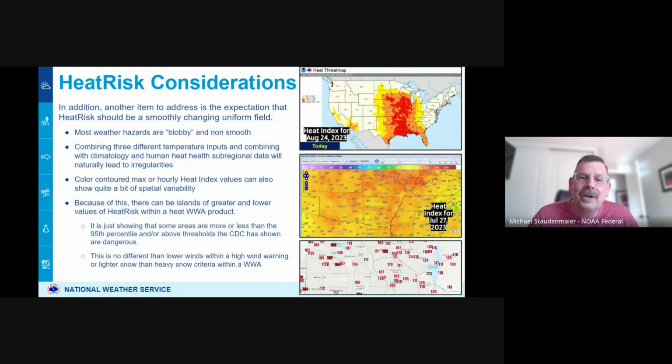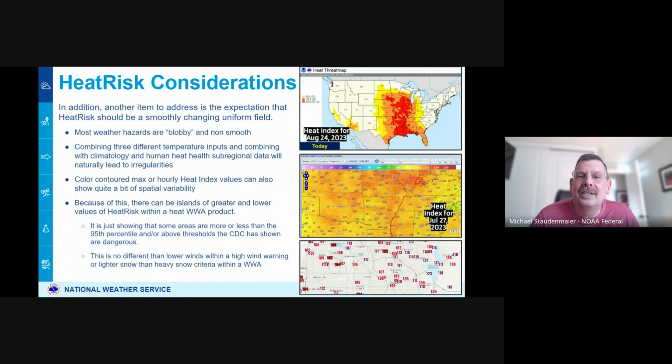So in addition to those artifacts that are challenging to mitigate, we also need to acknowledge that when you combine 3 different weather element grids together and incorporate heat health data into it, you're going to have some blobby and non-smooth behavior at times. But realistically, we deal with all those issues all the time within our other gridded analyses. So we should give heat risk some grace when it comes to the output.